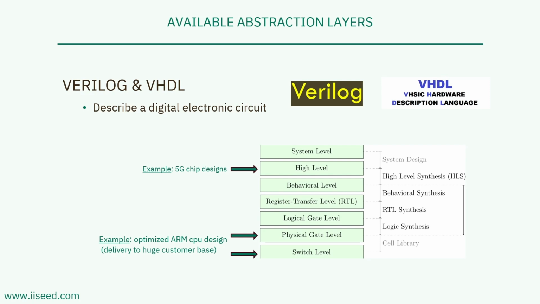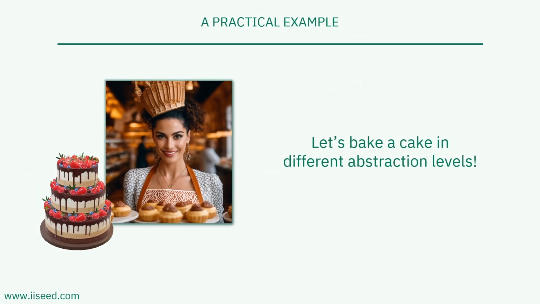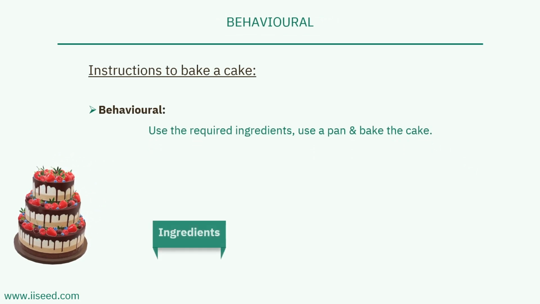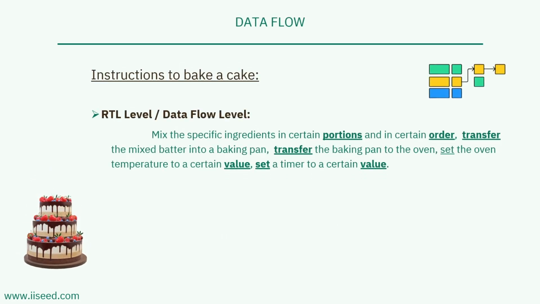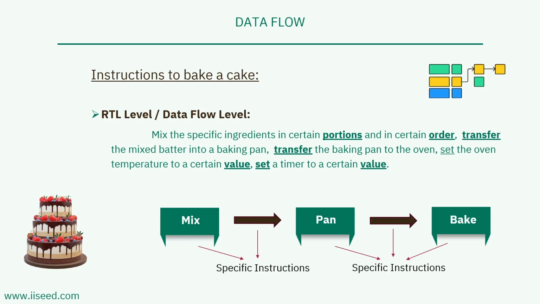To better understand the 3 levels of abstraction, let's consider a practical example of baking a cake. In the behavioral approach, there is a high-level instruction with few details, allowing for creativity and decision-making. In the RTL level or data flow approach, there are much more details, especially related to how the actual process flows, what comes first, what comes next, and in what portions. This provides a better understanding of how to bake a cake, hence helps with the outcome as per expectations.